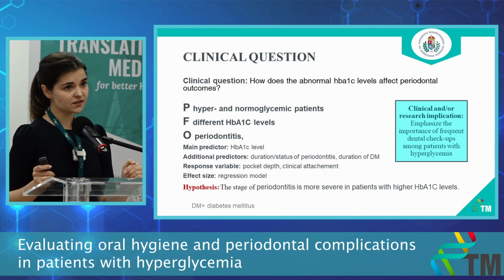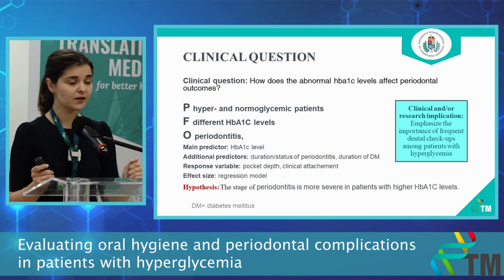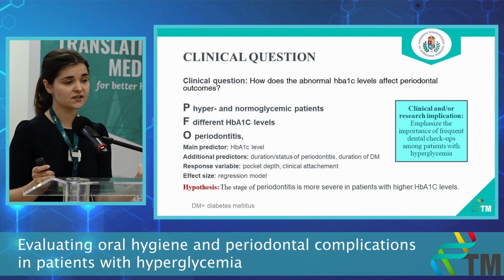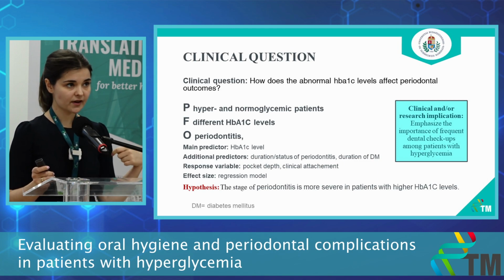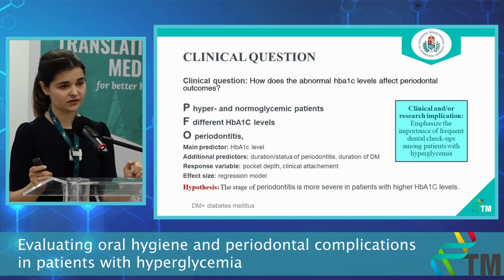As we talked with the statisticians, we could determine some predictors. The main predictor would be hemoglobin A1C level. Additional predictors would be the duration and status of periodontitis and DM, and the response variables would be the pocket depth and clinical attachment loss, and we'd like to do it with a regression model.